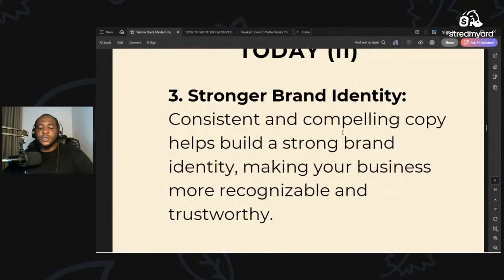When you can tell stories, when people understand the stories of your brand, it helps to captivate people and bring people to your brand. It helps you become trustworthy. Just like me, I've been telling my story right now, and a lot of you have been seeing me as somebody that actually has a story. You understand? So copywriting will help you build a stronger brand identity.